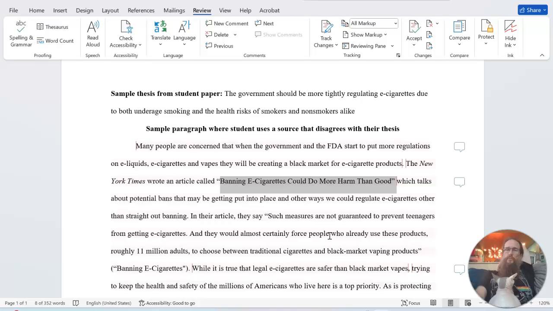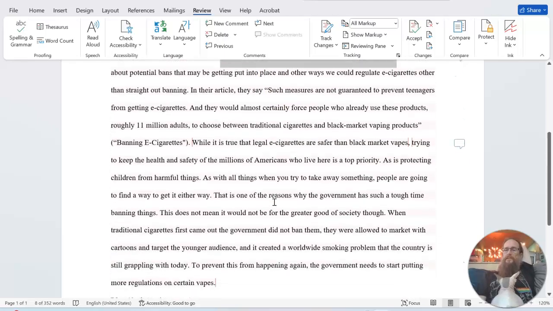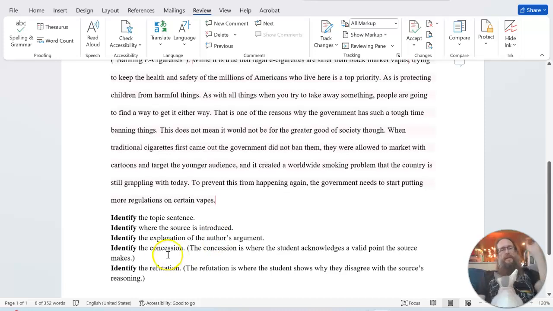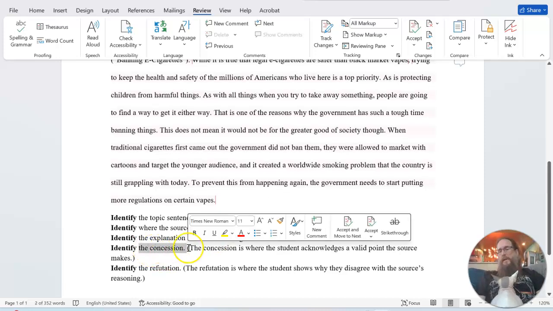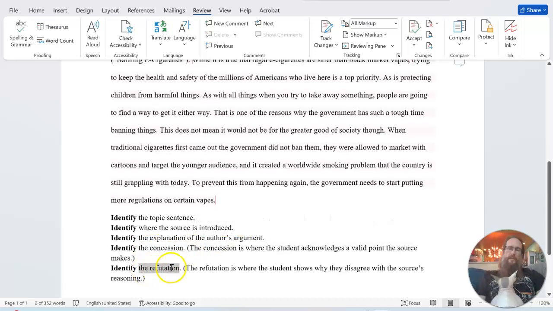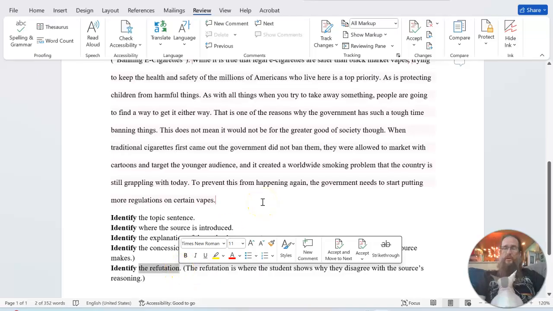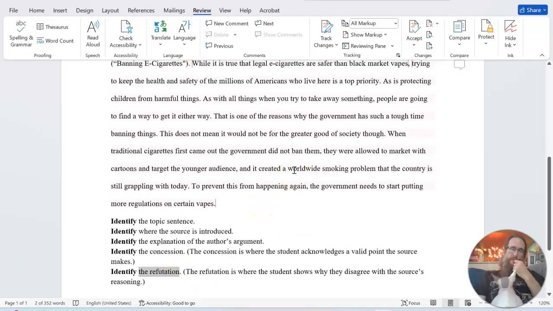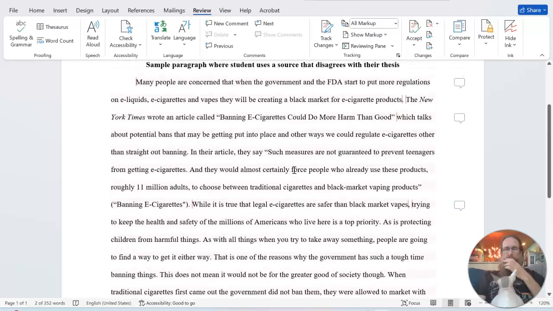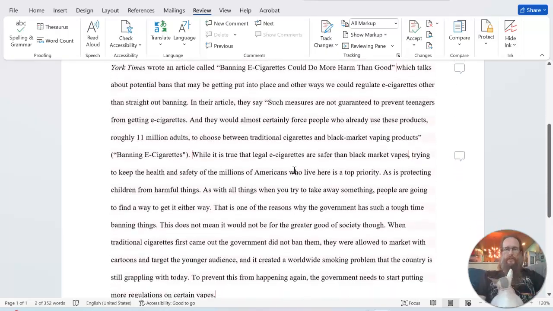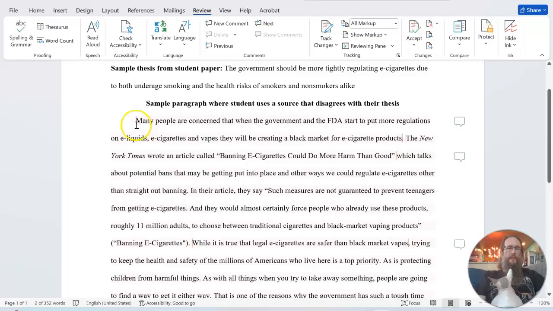It's a credible source that has a very different opinion than hers, and she's going to use this paragraph to explore what they have to say, identify a good point they make in the concession, and then show in the refutation why she still disagrees, right? Okay, so let's take a look at what the different steps of this look like.